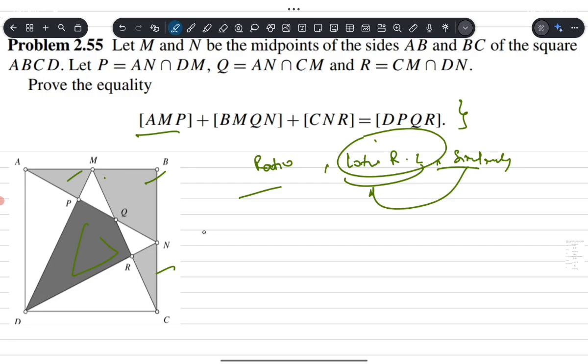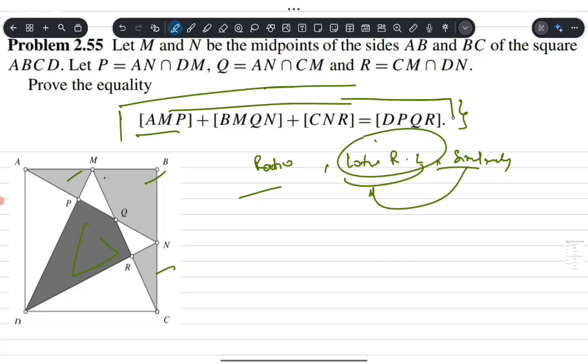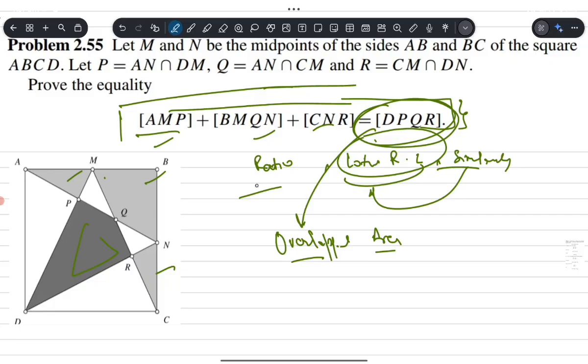Let me first do this using, let me show you how powerful the carpets lemma tool is. So looking at this statement that I'm supposed to prove, just by intuition, I think this is going to be the overlapped area of the carpets. Yes, and these three should be the empty areas. I don't know anything, I'm just going by intuition. So DPQR, this is the overlapping area. What else can I conclude from here?